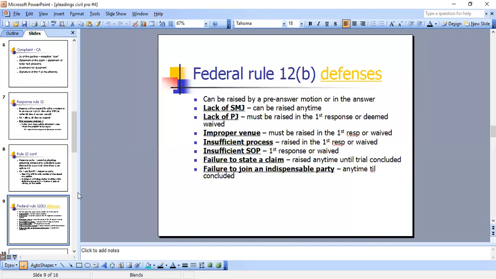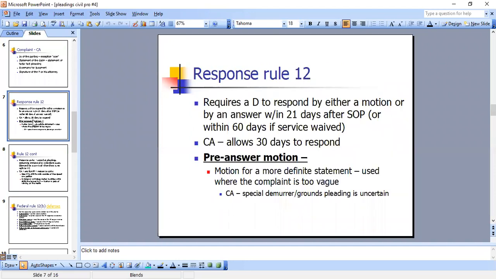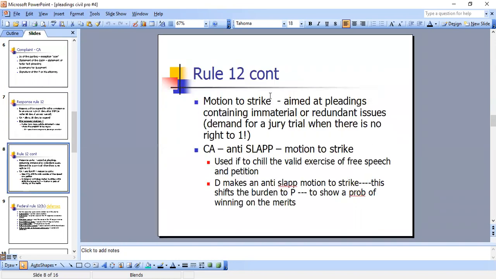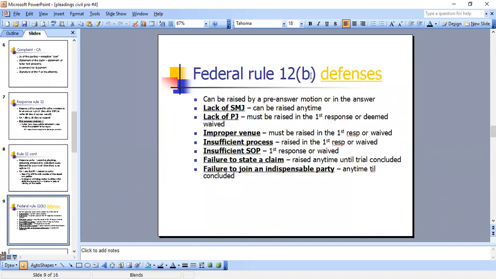Rule 12(b) defenses. So those were the 12(b) issues they can bring up: more definite statement, motion to strike. Now the defenses to that can be raised by a pre-answer motion or in the answer. Lack of SMJ. Remember, these are very important. I see this all the time. Lack of SMJ can be raised anytime, all the way up into appeal. Anytime. Lack of PJ must be raised in the first response or it's waived. You cannot raise it later.